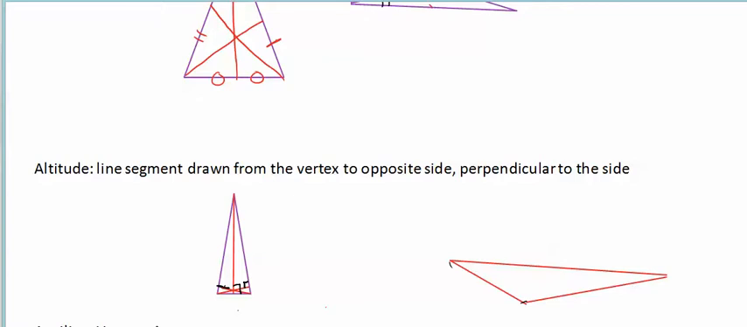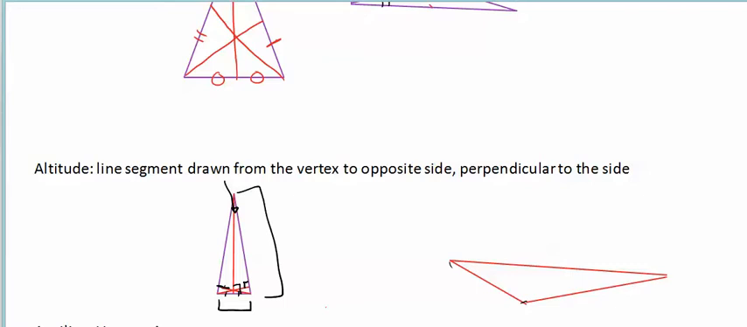If you look on the longer sides, you can clearly see that an altitude does not necessarily bisect the side, but sometimes it will. It does appear as though this tall altitude does bisect those sides. So it could happen, but it won't necessarily be true.